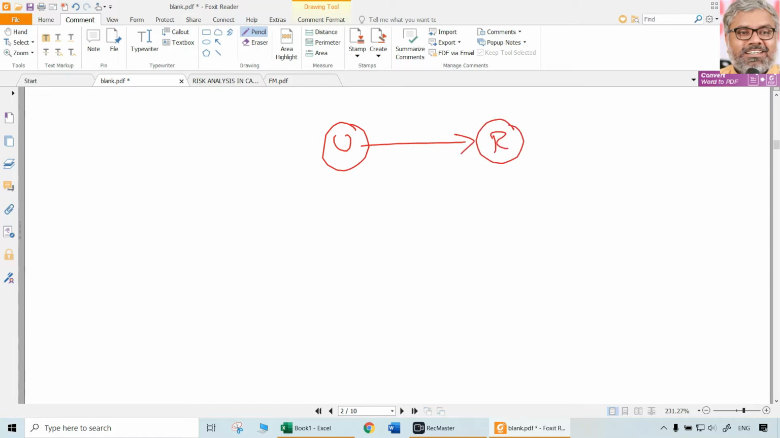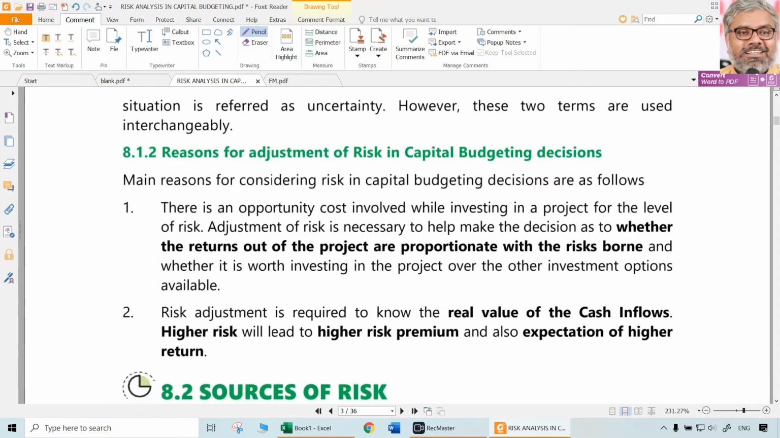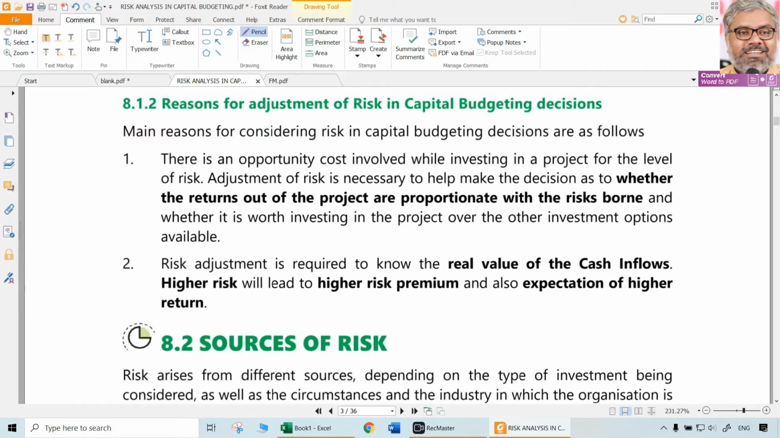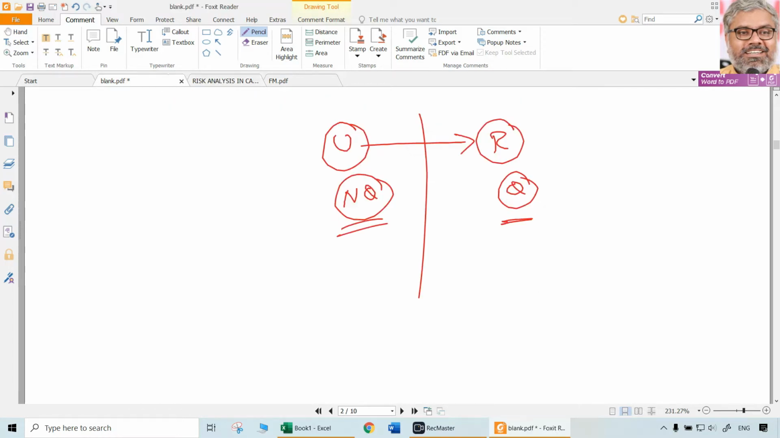In simple terms, to cut all this roundabout discussion, uncertainty is not quantifiable, risk is quantifiable. So, uncertainty is a concept, risk is a measurement. That's how we can understand these two things. But in spite of that, certainly both these two things are very, very closely related to each other.